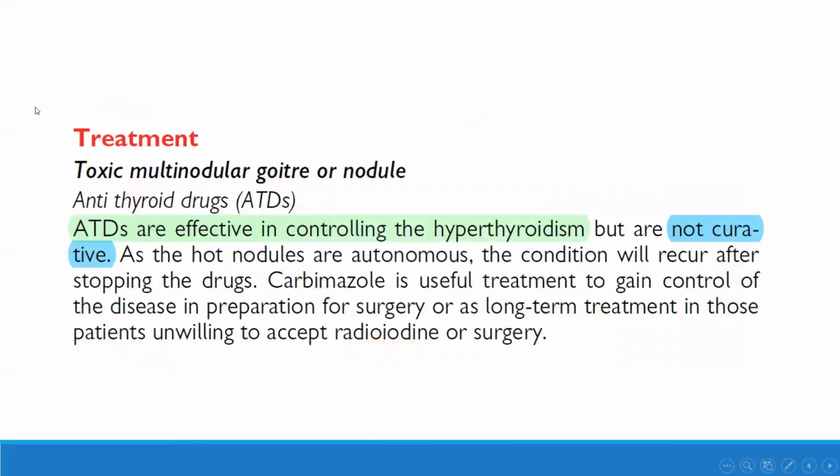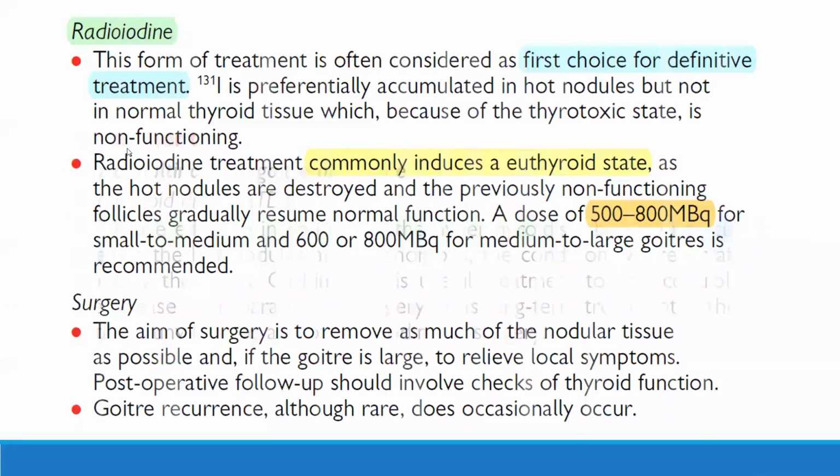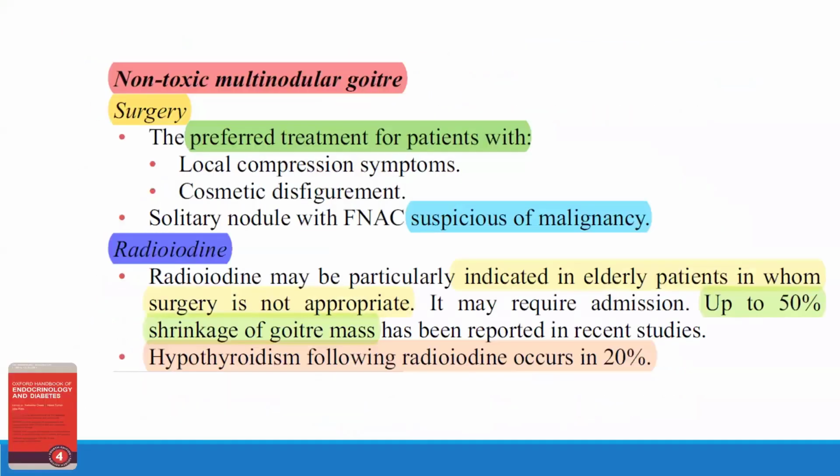So how do we treat toxic multinodular goiter? As I mentioned previously, antithyroid drugs are effective in controlling the hyperthyroidism, but are not curative. To treat curatively, radioiodine is the best one, the first choice as a definite treatment, and commonly induces a euthyroid state. The dosage of radioactive iodine is 500 to 800 megabecquerel. Surgery is suitable if there is compression or recurrence of the goiter, or for a cosmetic issue, or suspicion of malignancy. For example, if it is Bethesda III, in this situation I will go to surgery to remove it and to be sure that this is a benign cytology.